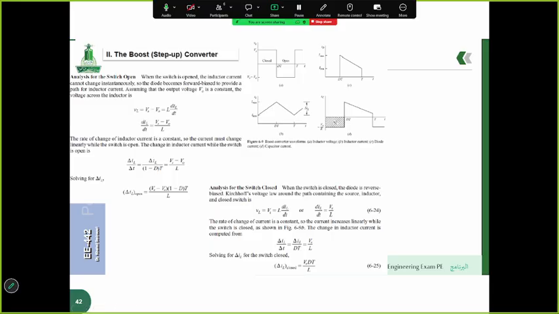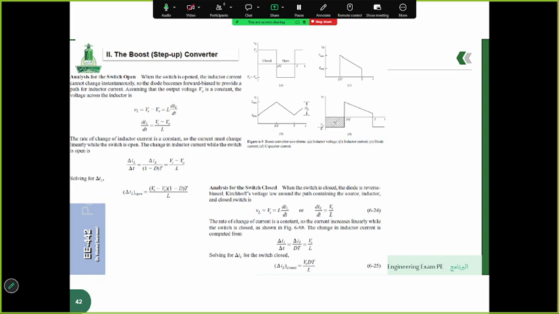Okay, this slide presents a clear and systematic analysis of the converter's operation under ideal conditions, assuming steady state behavior and a sufficiently large output capacitor to maintain a nearly constant output voltage.